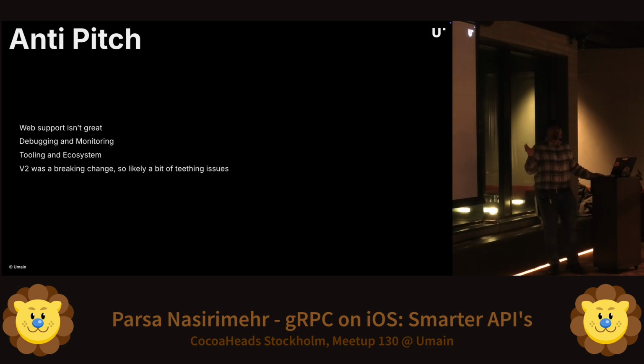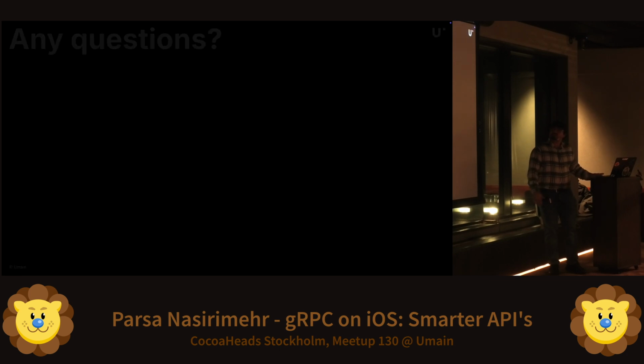In terms of tooling, it has been out for quite some time, so you do have a lot of support from tools like Postman and everything else. However, it's not on the same level as REST, but REST has been out for like 25 years, so kind of hard to beat. And then the V2 things that I showed you guys do require, at least when it comes to Swift gRPC, Swift 6, and it is a bit of a breaking change between V1 and V2. So, a bit of a teething issue there as well.